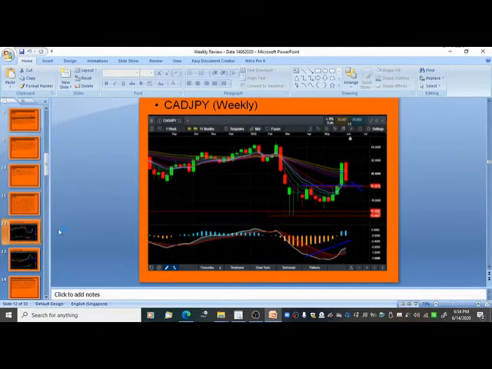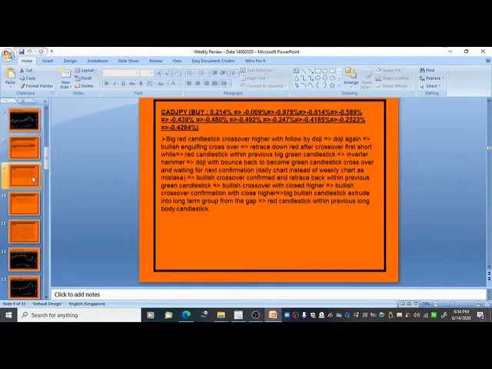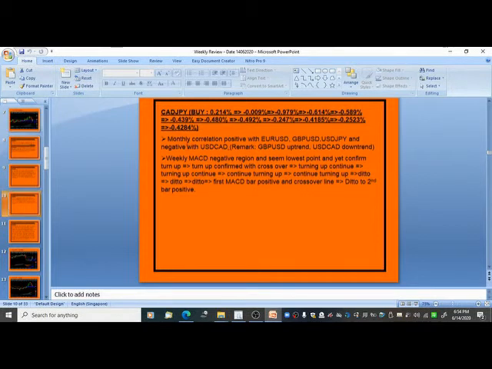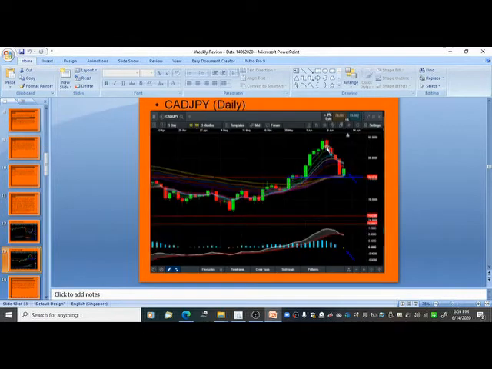In terms of the monthly correlations, it's still the same as the previous one. So all are positive, positive, positive here. And for the weekly, what you can see here is the MACD is turning down, and the candlestick is closing above the short-term group after bouncing back at this point. So this one is closed over here.